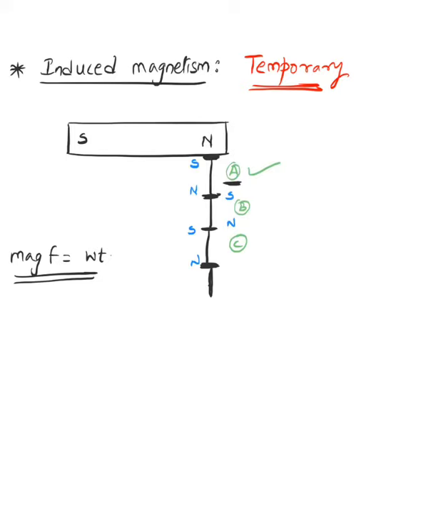Clear? So I'll just repeat once again the definition: the temporary magnetism which is acquired by a magnetic material when it is brought in contact or near a magnet, that is called induced magnetism. Now there is another term which will confuse you a little bit, and this term is magnetic induction.